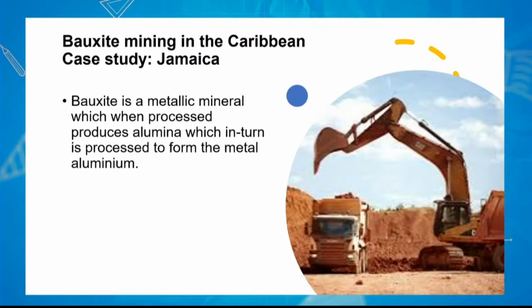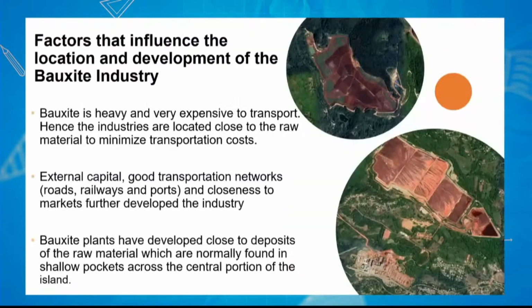And this is another primary or extractive industry. Bauxite is a metallic mineral, and when that is processed, it produces alumina. Well, we can extract alumina from it, I should say. We can extract other things, but more commonly we extract alumina. And this is in turn processed to form aluminum. And as you drive through many sections of central Jamaica, you'll see large bauxite deposits, and also you might be lucky enough to see a few bauxite plants.